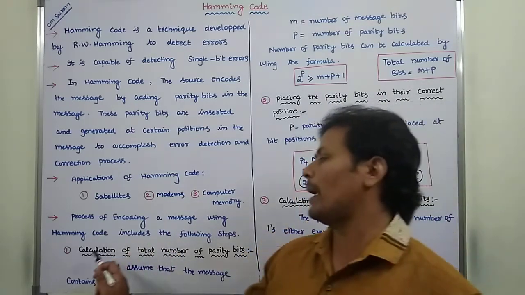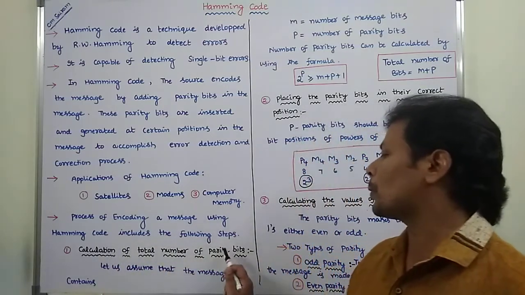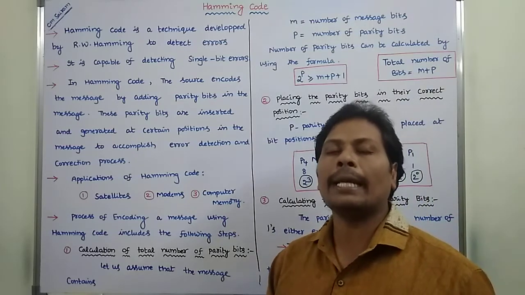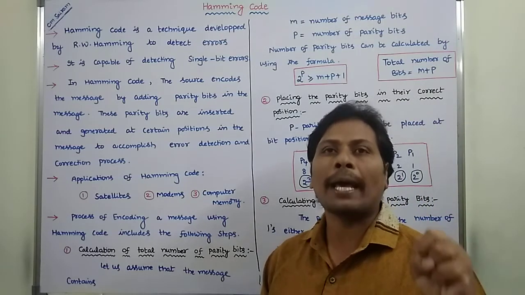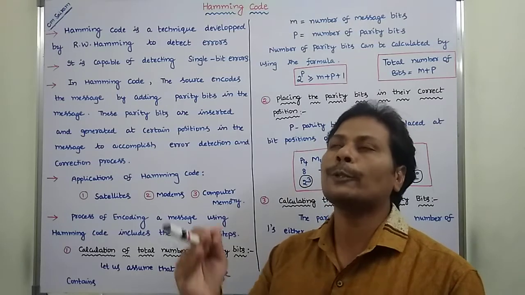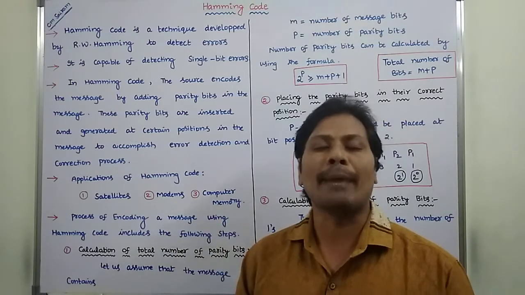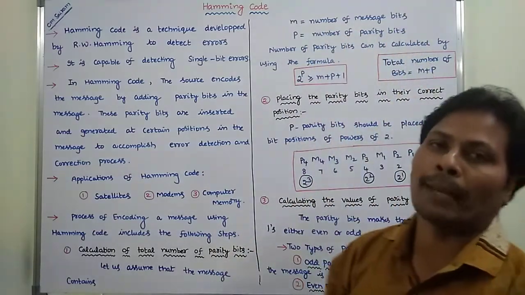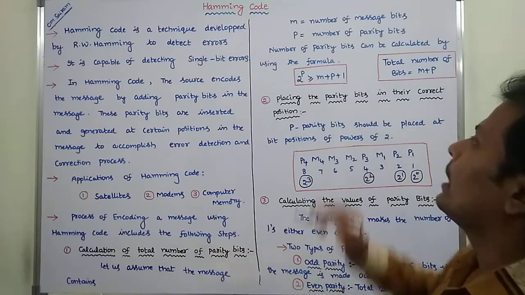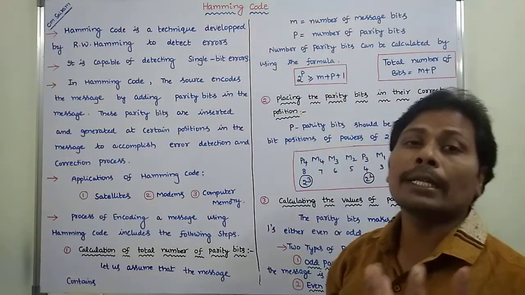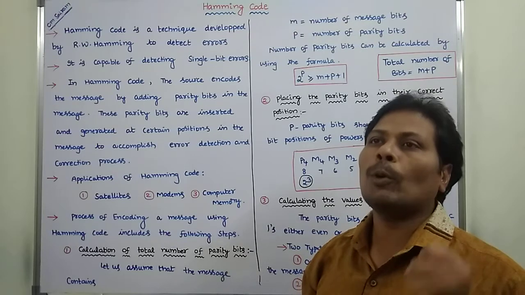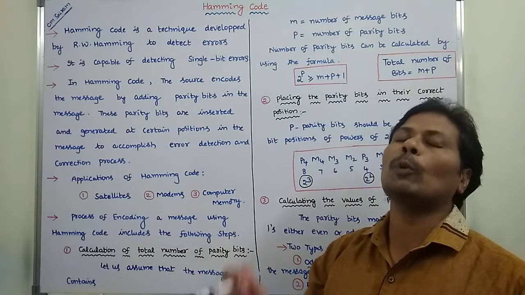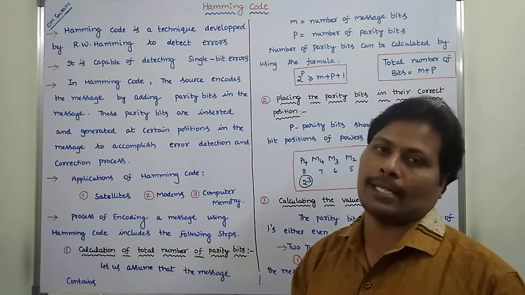The first step is calculation of the total number of parity bits. How do we calculate the total number of parity bits that we have to add in a given message when the message contains m number of message bits? Here P is nothing but the number of parity bits, the parity bits or redundant bits we have to add in the message.